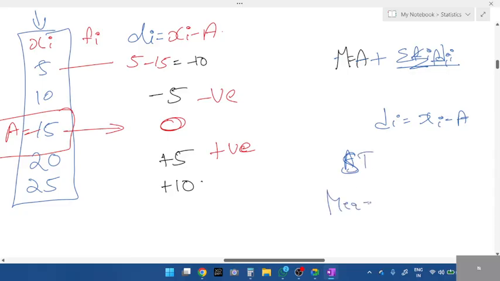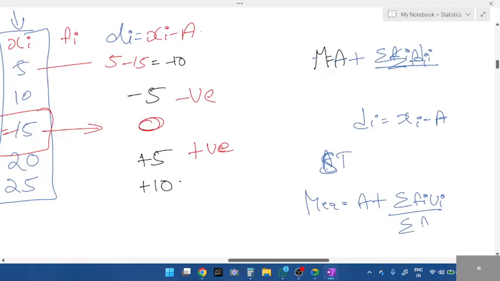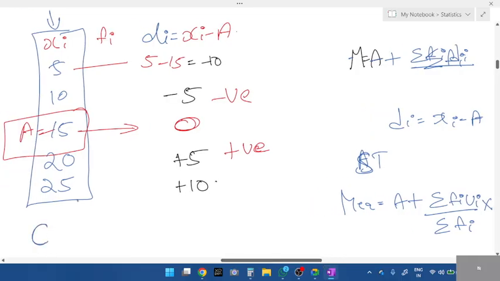mean is equal to, tell me the mean formula, students. A plus remains as it is. Summation of fi ui divided by summation of fi, into what do you have to multiply? Into h. What is the c value, students? The c value is the difference between the class marks. Difference between each class mark. What is the difference? 10 minus 5?